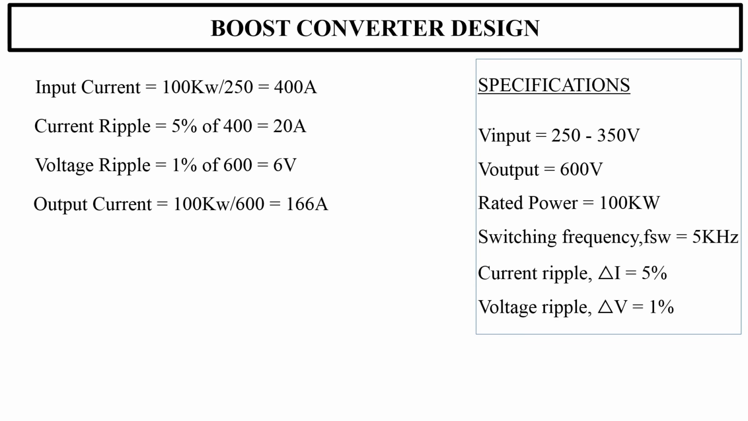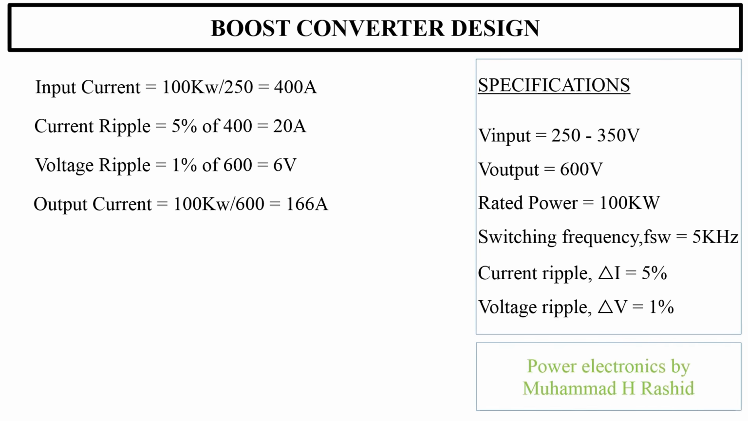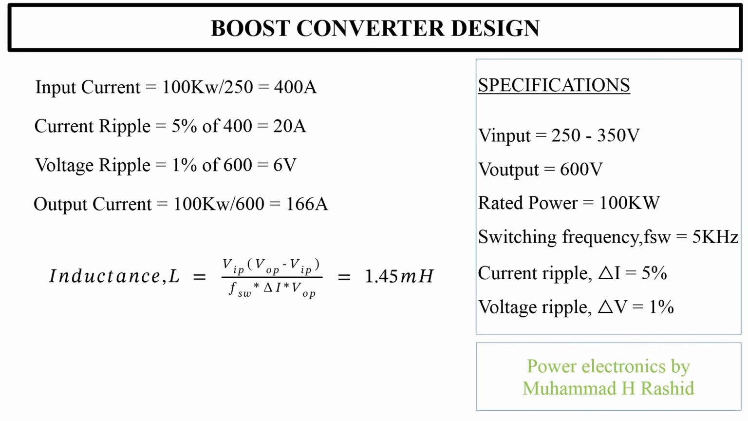Now we will calculate the inductance and capacitance of the boost converter. The equation that I am using here is taken from the textbook Power Electronics by Muhammad H. Rashid. Value of inductance is given by L is equal to V input into (V output minus V input) divided by FSW into delta I into V output. That will give 1.45 millihenry.